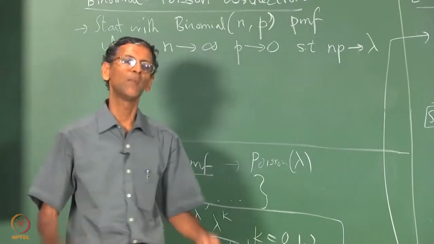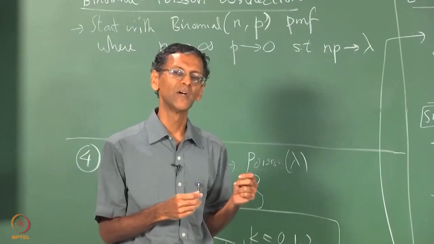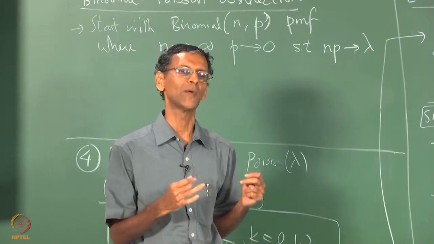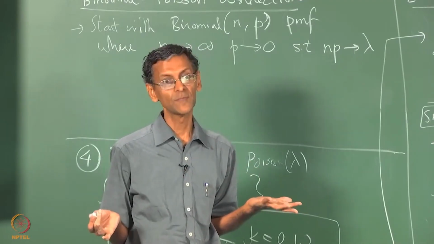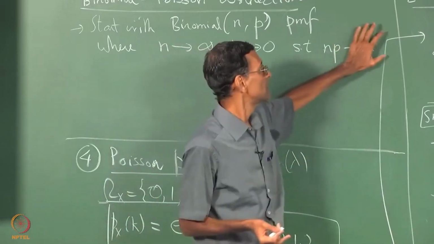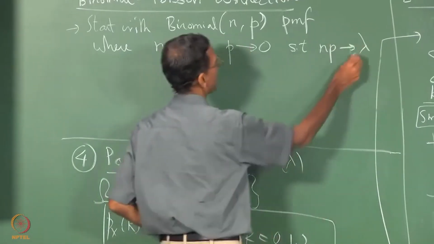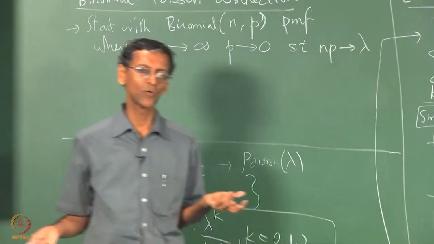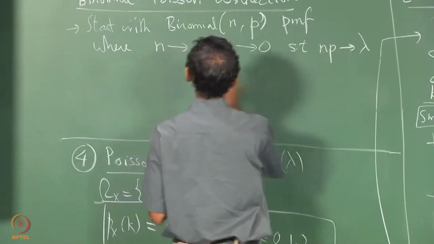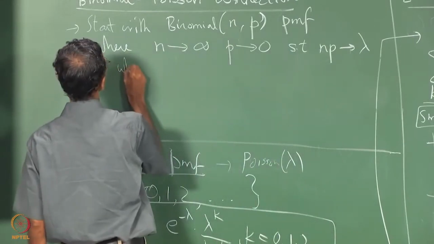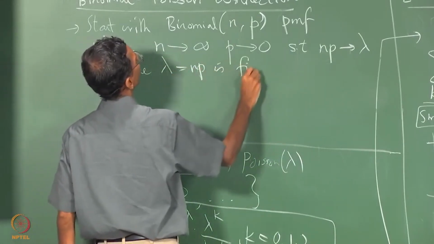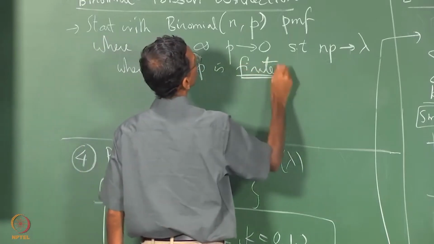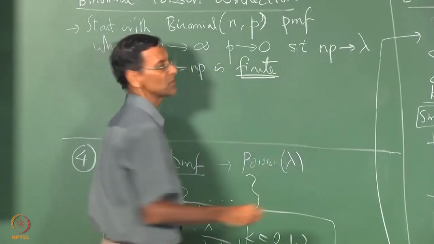Then it turns out that the binomial PMF, instead of being a two parameter PMF, n comma p, converges to a single parameter Poisson lambda PMF. Lambda is now finite, not going to 0 or going to infinity. So we have a finite lambda, some real number, obviously positive.